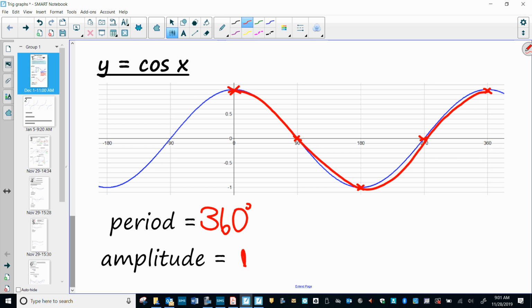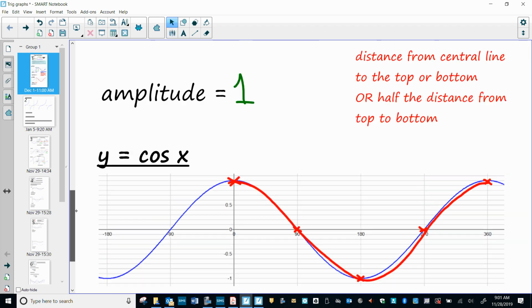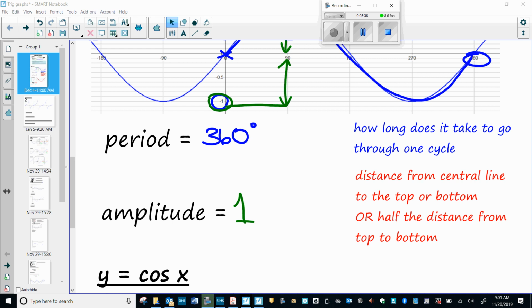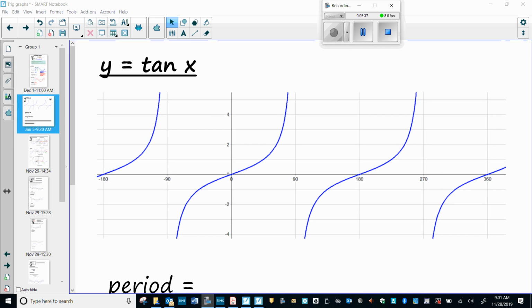So those two graphs are super similar. Now we're going to look at Mr. Tan. So the tan graph, as I said, is not quite the same. Okay, aka totally different.